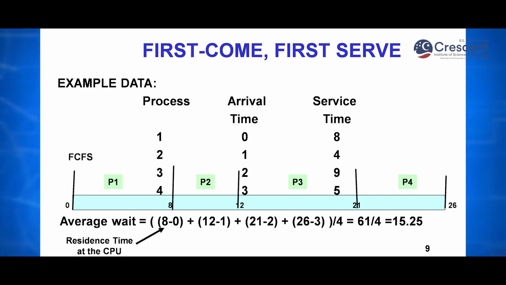P4 starts at 21 and completes by 26, and from this we can calculate the average wait time for each of the processes. The first process completes its job at 8, so 8 minus 0, plus the next process P2 completes by 12, and before that one process has been completed, so 12 minus 1, plus the third process completes by 21, and before that 2 processes have finished, so 21 minus 2, plus the fourth process completes by 26, and before that 3 processes have completed, so 26 minus 3, divided by the total number of processes 4. So 61 divided by 4 is equal to 15.25.